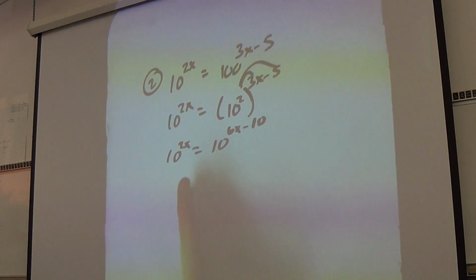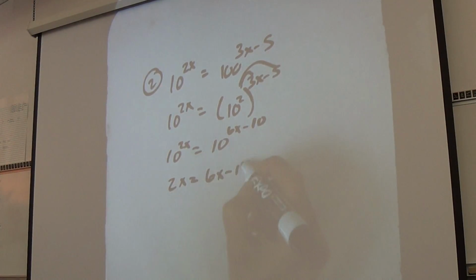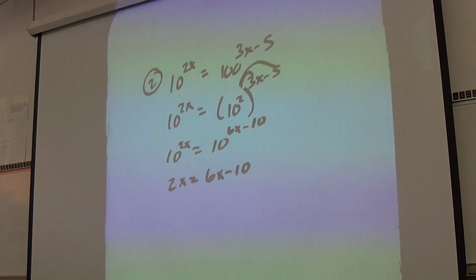Now that my bases are the same, I can drop bases, which means we can set the exponents as being equal. Again, the rule for that is you have to have one base on each side. They have to have the same base in order to drop them. Questions there?